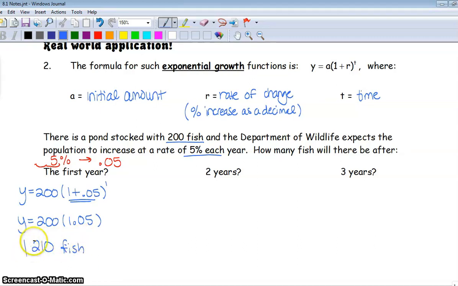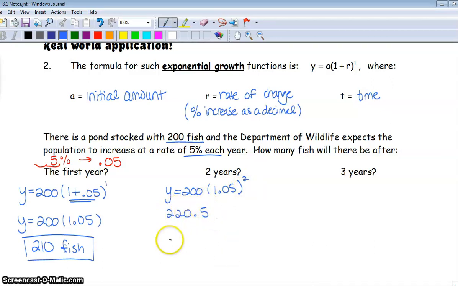Since this is all real-world application, I expect there to be labels on your answers. Alright, so if I'm doing this after 2 years, we're assuming the same population increase rate. So I've got y equals 200 times that 1.05, since it's the same rate. But this time I'm going to have it for 2 years. So instead of raising it to the first power, I raise it to the second power. On your calculator, you can just do second enter and change the 1 to a 2. And you get 220.5. We can't have half of a fish, so I'm going to round this. There's going to be about 221 fish. Just round to the nearest number of fish.